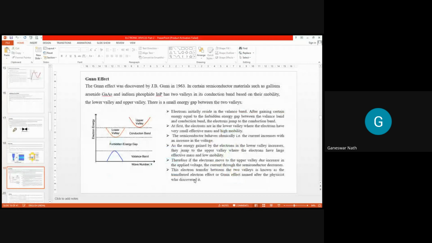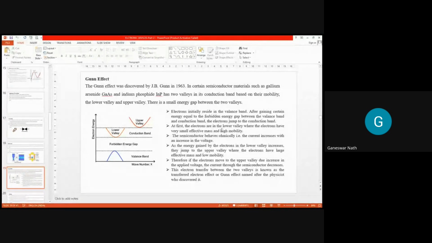Now first of all you should understand what the Gunn effect is. Listen, this Gunn effect was first studied by J. B. Gunn in 1963, and he observed that certain semiconductor materials such as gallium arsenide and indium phosphide have two valleys in the conduction band. If you have ideas about the conduction and valence bands, in this material you can find there is a two valley structure, an upper valley and a lower valley, and in the valence band there is one single valley that is concave upward. Okay, so there is a small gap between the two valleys.